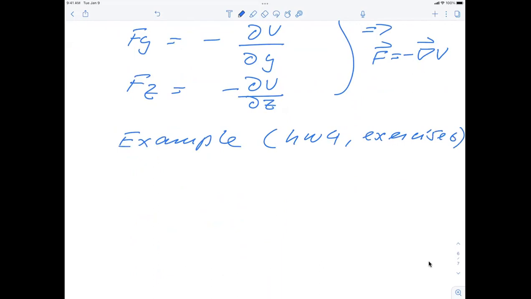So that's the numerical exercise. And now we're going to use this work-energy theorem to see how we can actually extract things like the velocity, the position of the object, and so on.